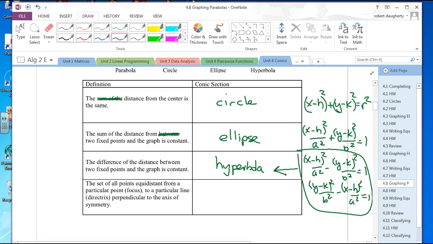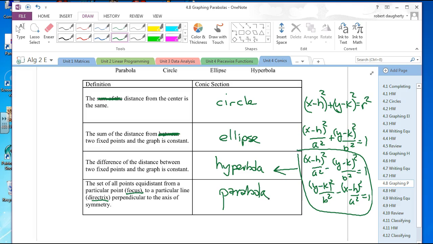Now, the set of all points, and this is a little bit complicated definition, equidistant from a particular fixed point, called a focus, to a particular line, we're going to call a directrix, that is perpendicular to the axis of symmetry. What do you want to guess this one is? See, you guys are on top of it. This is a parabola. This is one of those that when I describe this, it makes absolutely no sense. The equidistance from a focus to the curve to a line perpendicular to the axis of symmetry, called a directrix.